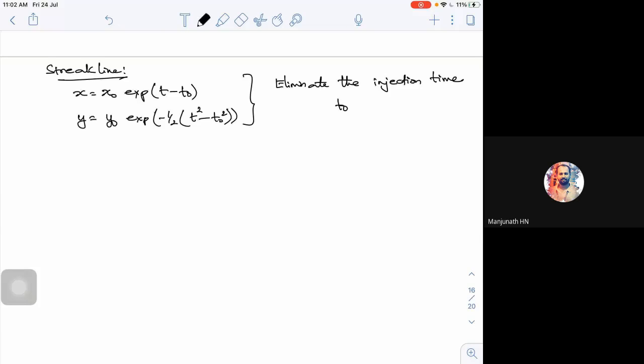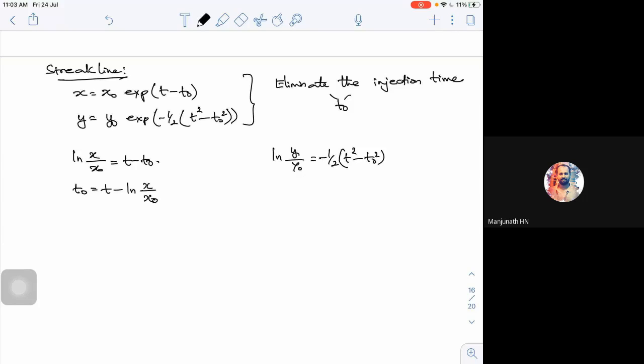If I'm able to eliminate it, what I'm going to get actually is the corresponding streakline equation. So if I want to do that, I can go back to the original equation, that is the log equation, that is ln of x by x naught is equal to t minus t naught on one side, ln of y by y naught is equal to minus 1 by 2 into t square minus t naught square. Now, if I look into this particular thing, what is my t naught here? t naught is equal to t minus ln of x by x naught.